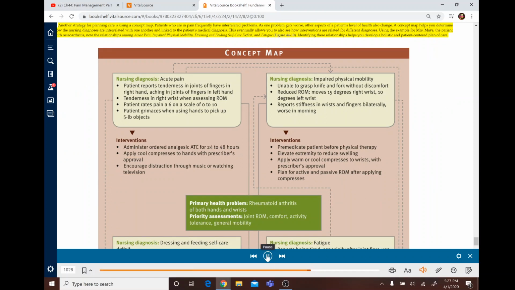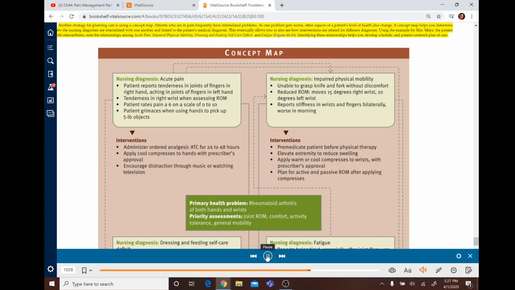Another strategy for planning care is using a concept map. Patients who are in pain frequently have interrelated problems. As one problem gets worse, other aspects of a patient's level of health also change. A concept map helps you determine how the nursing diagnoses are interrelated with one another and linked to the patient's medical diagnosis. This eventually allows you to also see how interventions are related for different diagnoses.